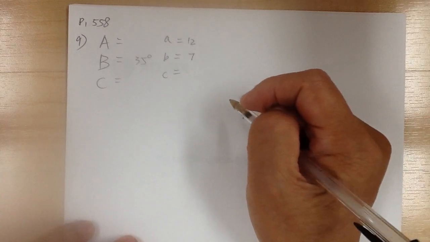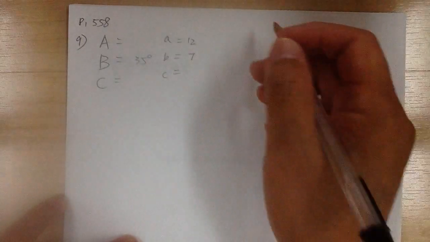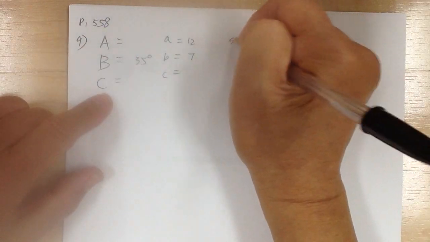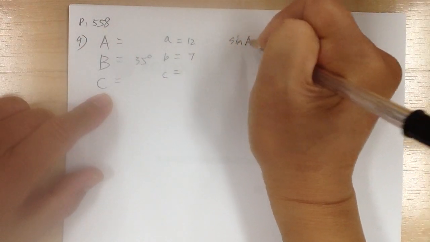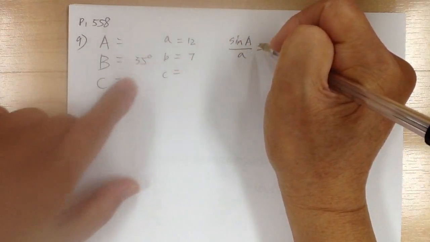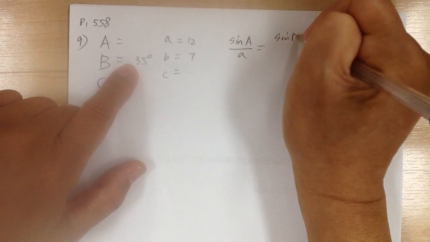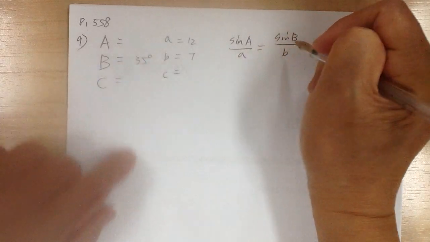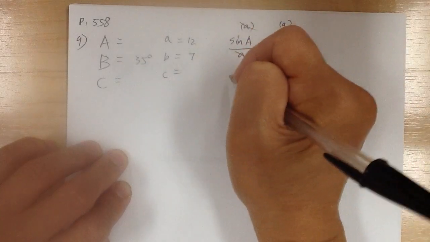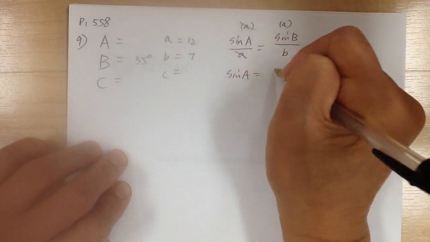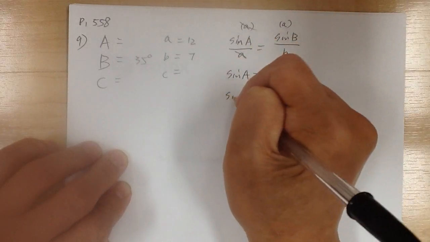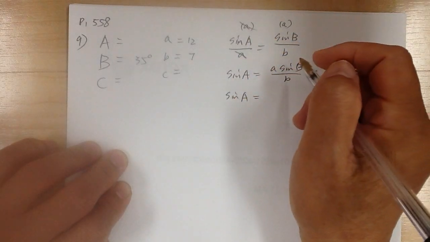Okay, so let's go ahead and look for A. So again, whatever you're looking for, that's what you want to write first. So that way the equation is easier to solve. So you're going to have this over that, right? This matches with this, facing that, and you're going to have sine B facing the b. So multiply by a on both sides. So this will cancel out. So you get sine A equals a sine B over b. Put in the numbers.